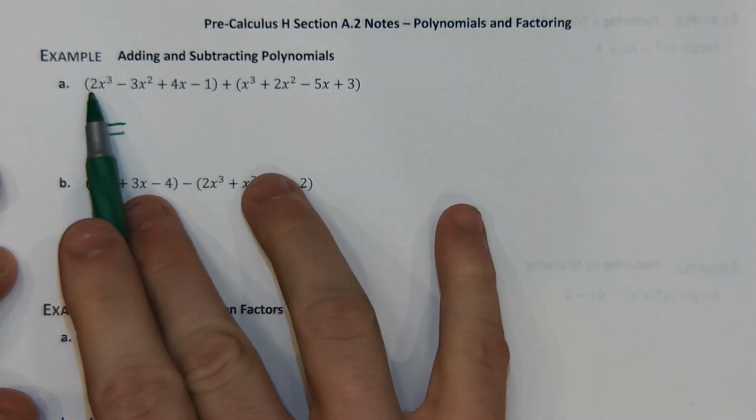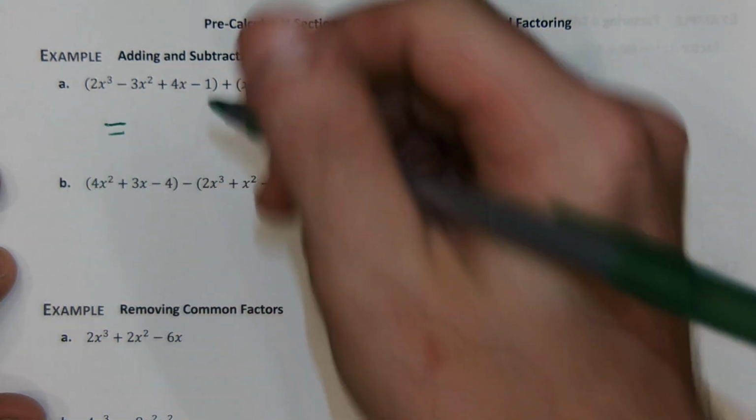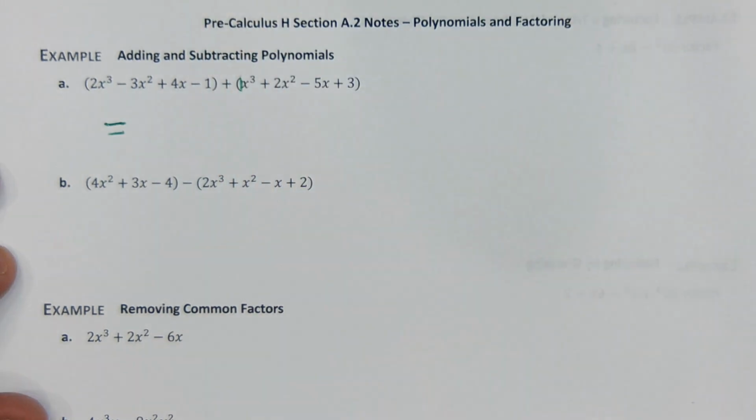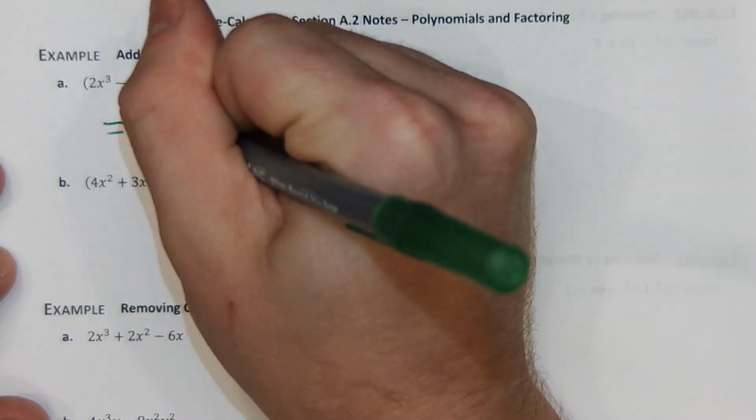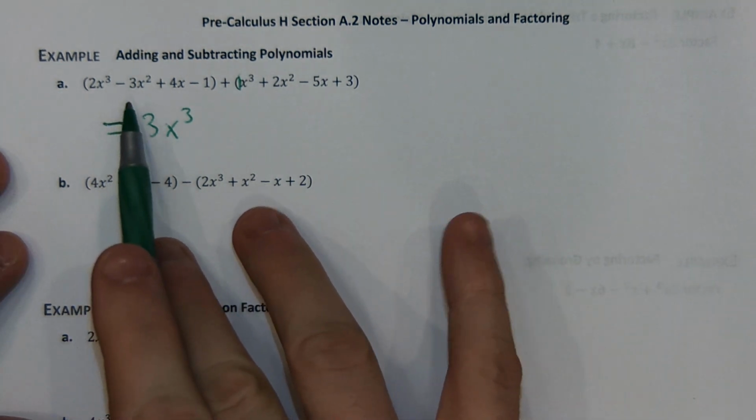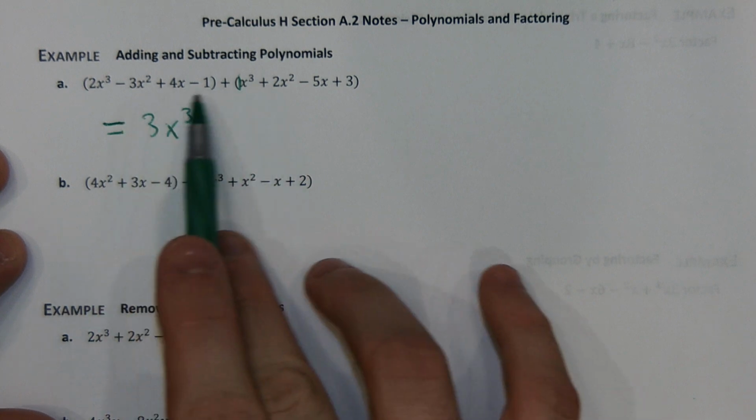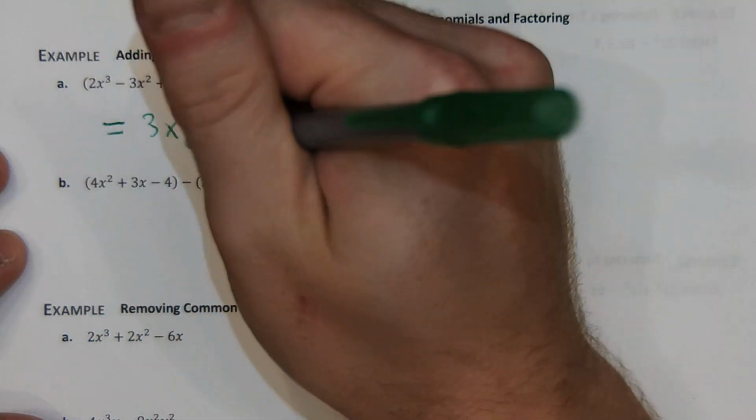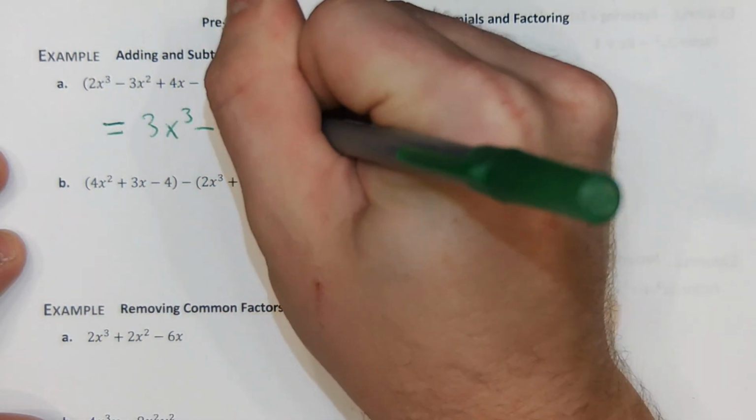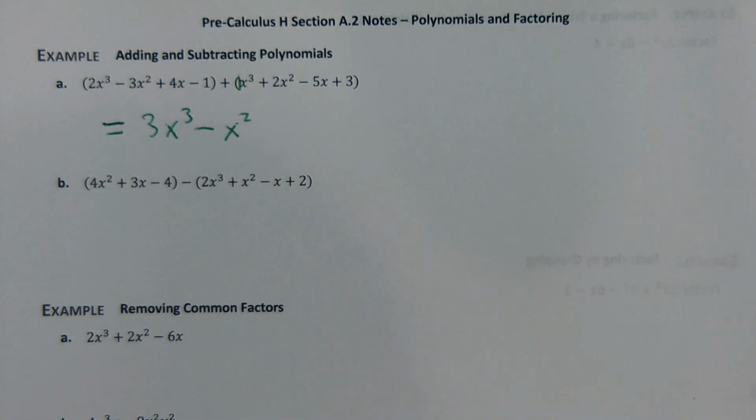Like terms, I see a cubic here and a cubic here. Two of them plus, I know it's not written, but there's a 1 there. Two of them plus one more is going to give me 3x to the third. Now we'll look to our x squareds. -3 and +2. -3 plus 2 is -1. So we say -1x squared. I'm not going to write the 1. It's a waste of time. You don't really need to write it. You can if you want. It's not wrong. It just won't be on my test.